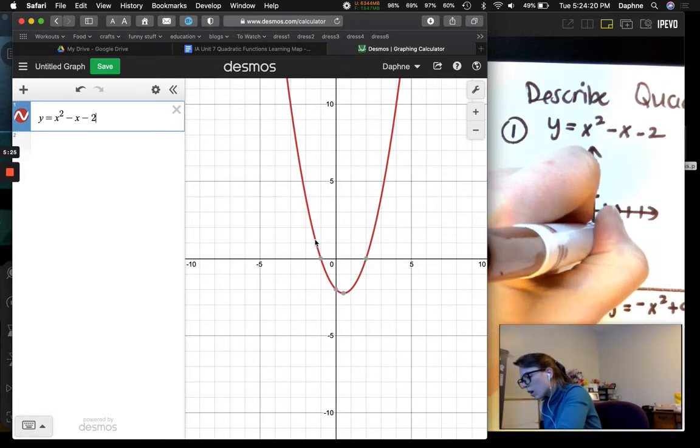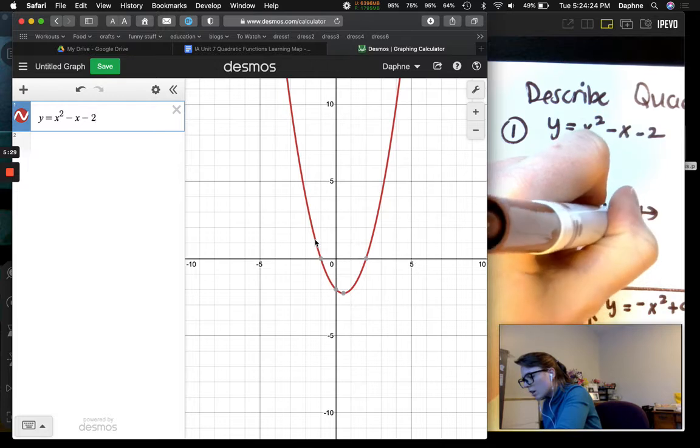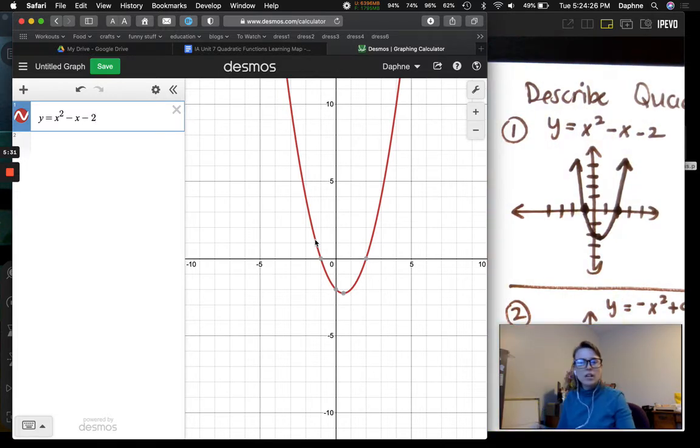So we'll talk about graphing and how many points are helpful next time. All right, that's our first graph. On to the second one. So I'm going to actually just turn off this graph and I'll turn on the next one.